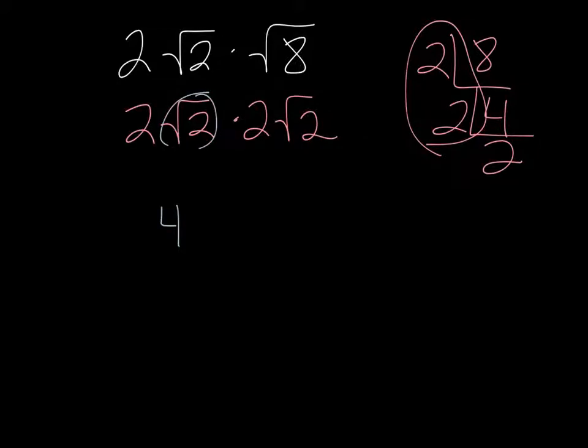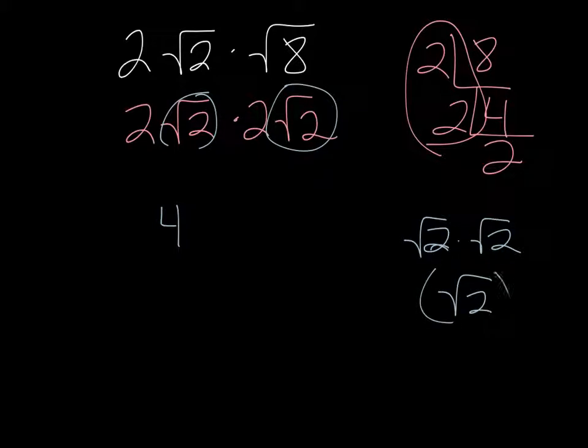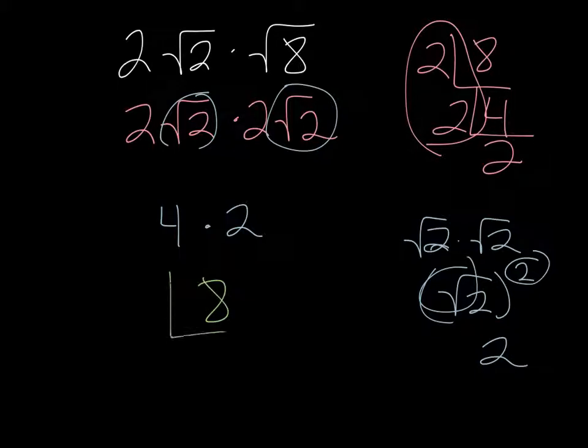Now, when we go to multiply these, anytime you multiply a radical by itself, that's the same as squaring it. This square right here and this radical, they are inverse operations, so they cancel, leaving you with the 2. So this is basically 4 times 2. We multiply those, and that would be 8.